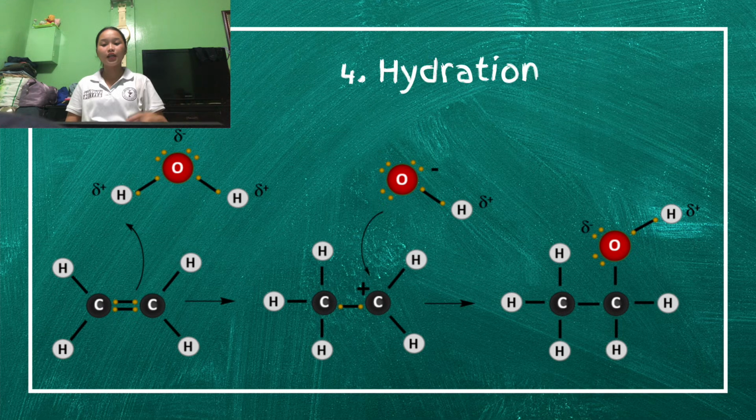In industry, hydration is used in the production of ethanol and other alcohols, which are essential for fuels, cosmetics, and pharmaceuticals. In biology, this reaction occurs in biochemical pathways, helping in energy production and metabolism. In summary, hydration is an addition reaction where water is added to an alkene to form an alcohol.